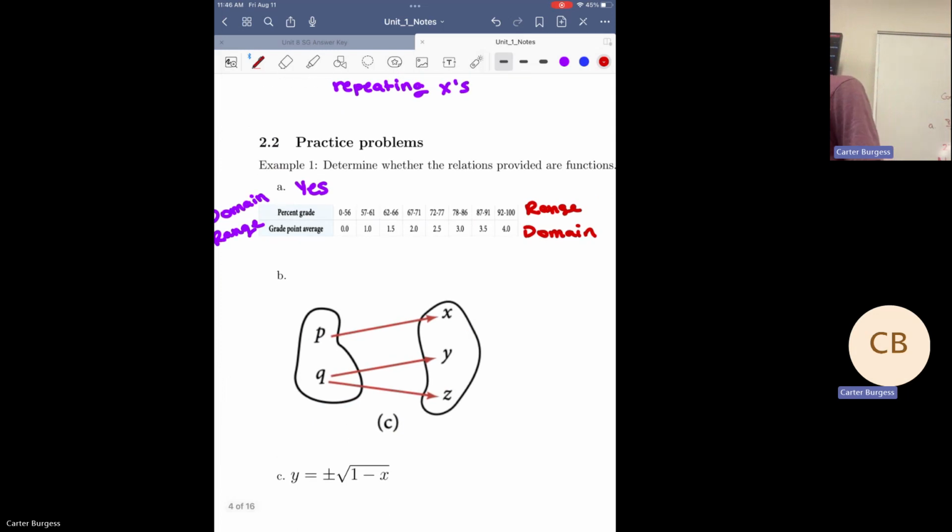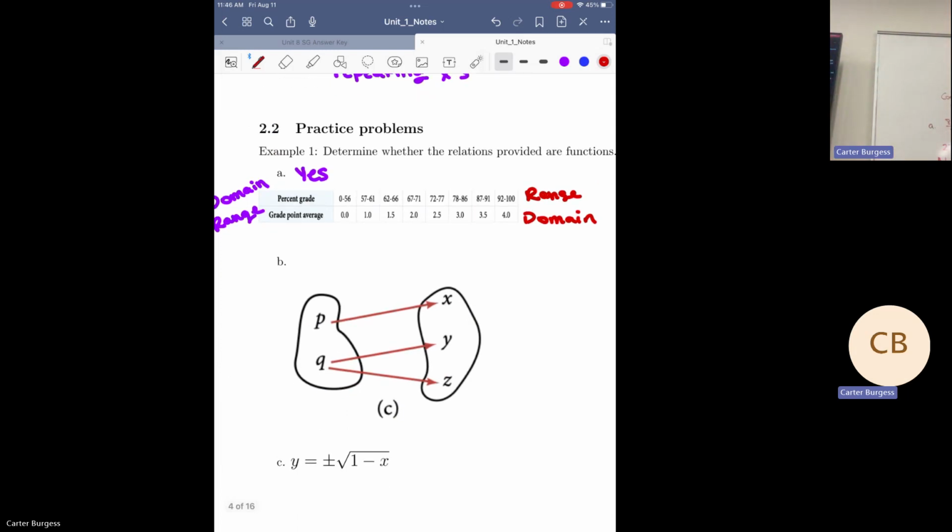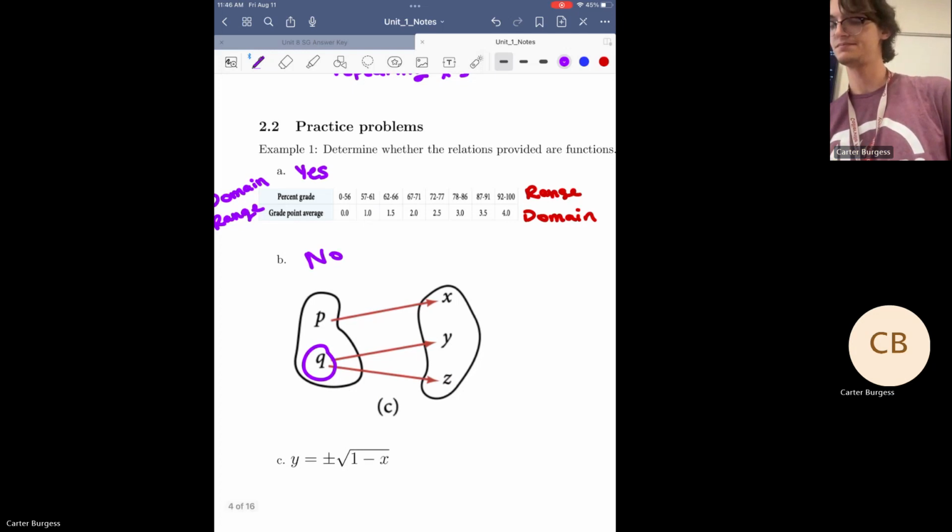All right. What about with B? Is this going to be a function? And if it is not, then what is the problem child? What is the point that is causing us concern? Yes. Q, absolutely. The fact that Q is getting sent both to Y and also to Z is a problem. So in this case, because Q is getting mapped to two different places, we don't know where we're going to end up. This would not be a function.